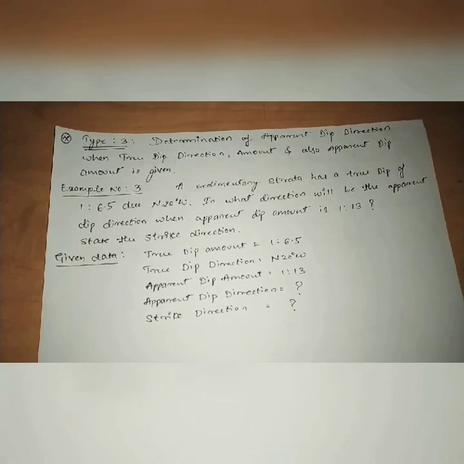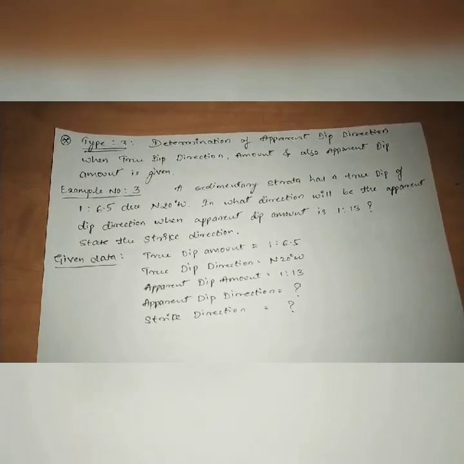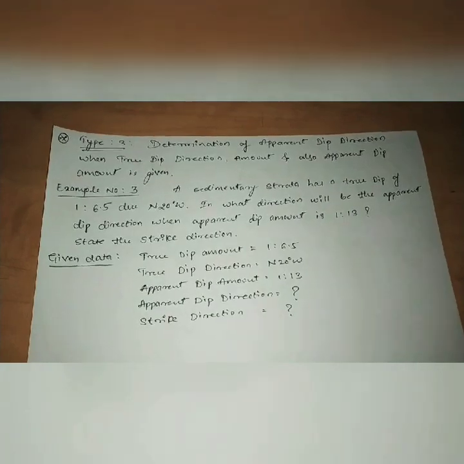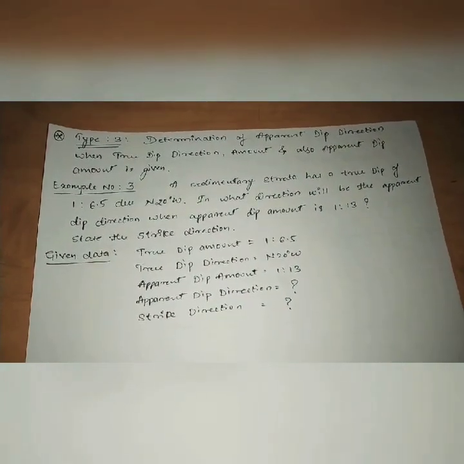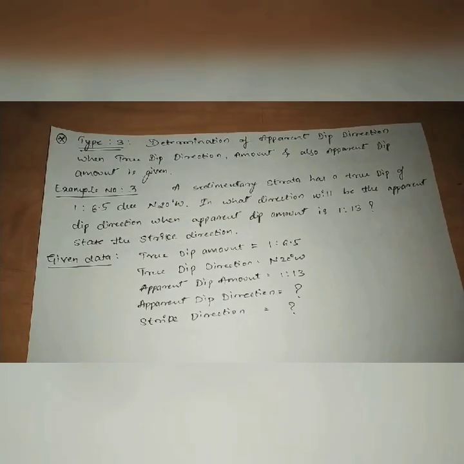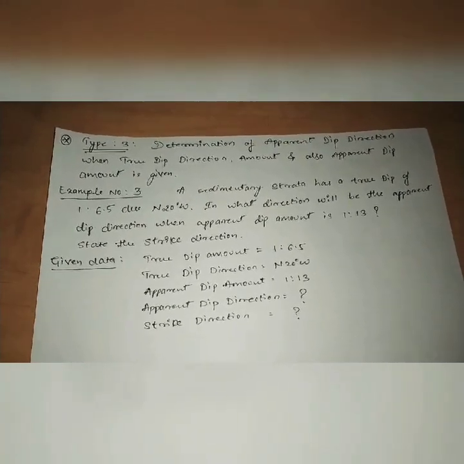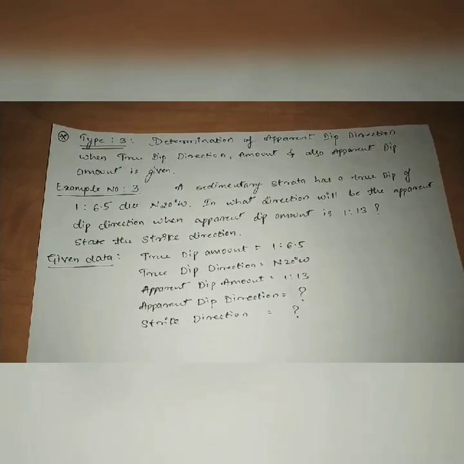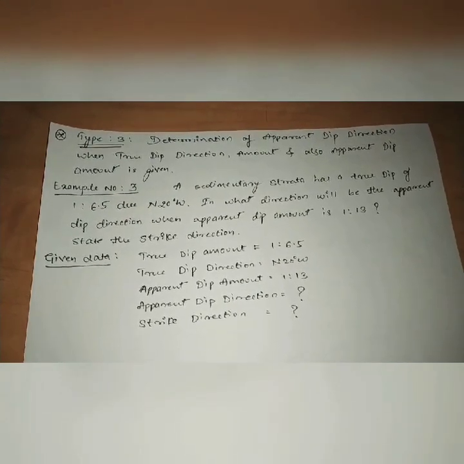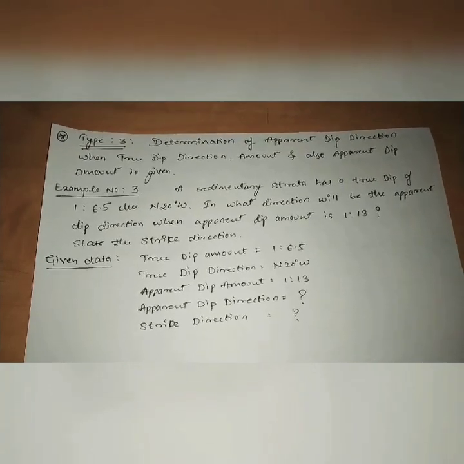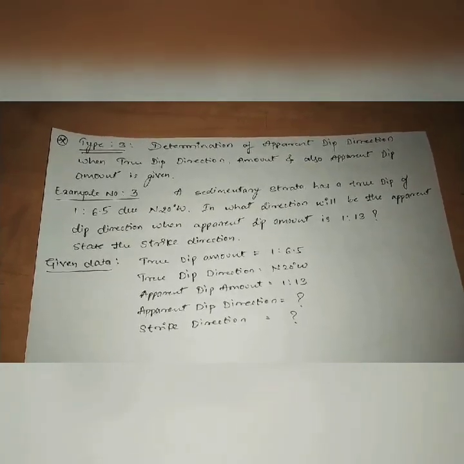Hello friends, in the last video of dip and strike problems we discussed type 1 and type 2 problems, whereas in this video we will see type 3 and type 4 problems. Let's see the type 3 problem first, where the apparent dip direction is determined when the true dip direction, true dip amount and apparent dip amount are given. We need to find out the apparent dip direction.